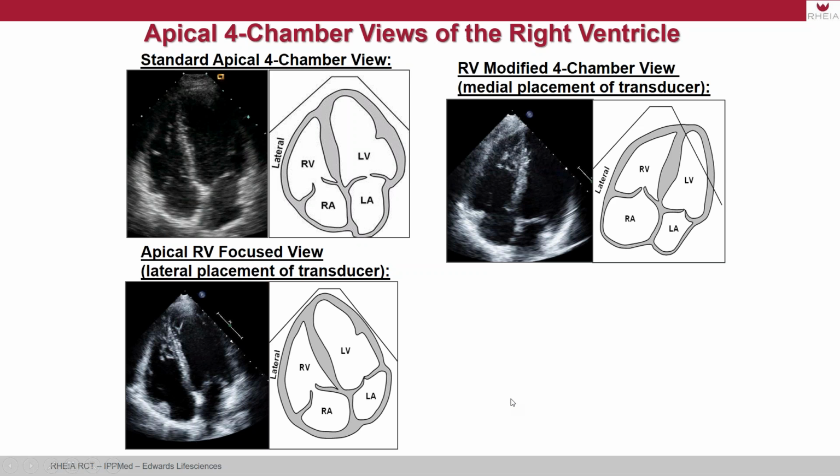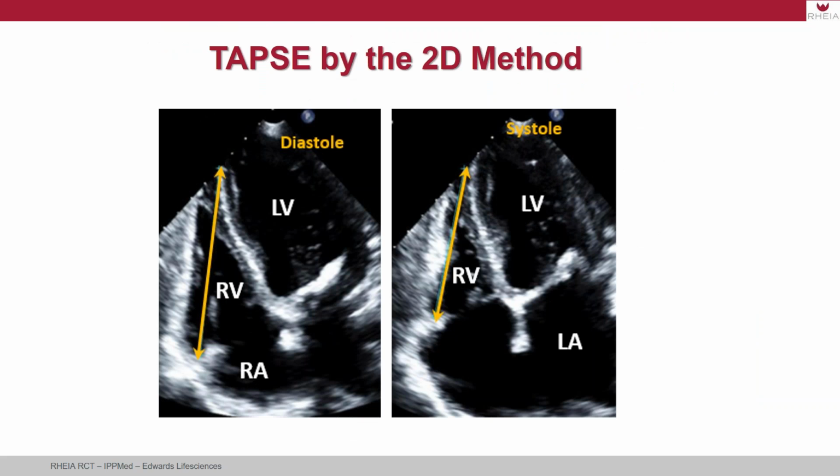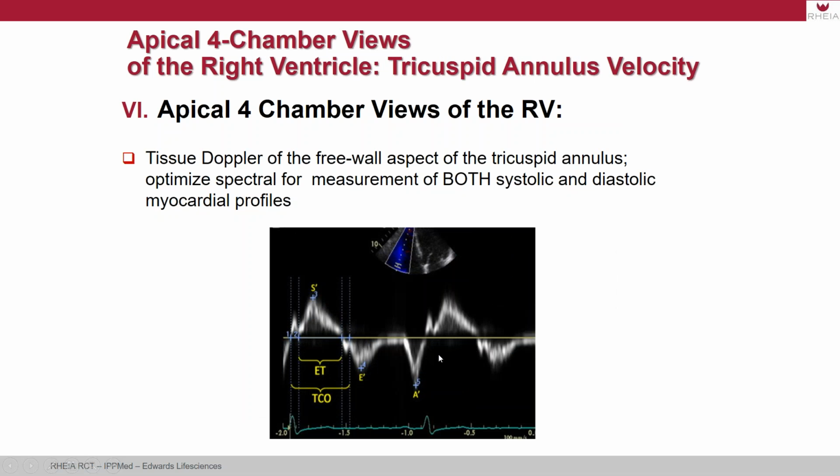So this is just to show some example of 4-chamber views that are really optimized for and focused more on the right ventricle. And this is just to illustrate what we will do with that. If you provide us those images optimized for the right ventricle, we do the TAPSE, but by the 2D method. So we measure the length in diastole, in systole, and we do the difference, and the difference is the TAPSE.